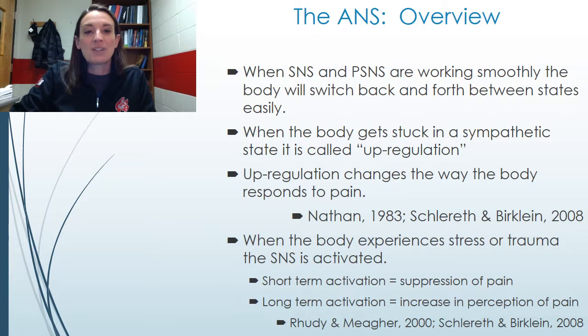When the body experiences stress, either from life events or from trauma, the sympathetic nervous system is activated. Short-term activation of the sympathetic nervous system in healthy subjects suppresses pain. But if for some reason the sympathetic nervous system stays activated and the pain becomes chronic, neuroplasticity will change the physiological reaction of the body to pain.